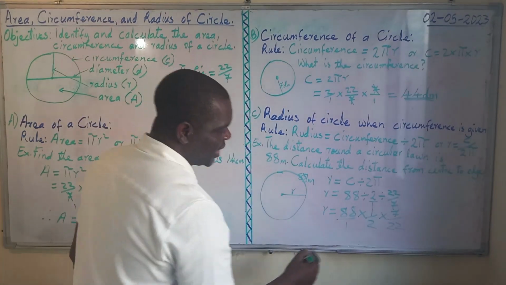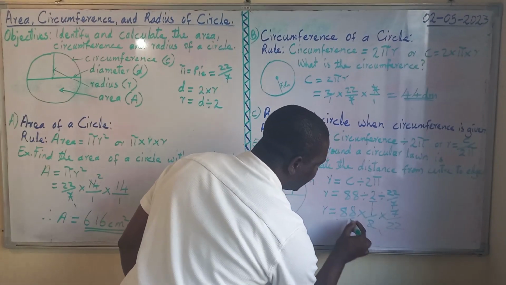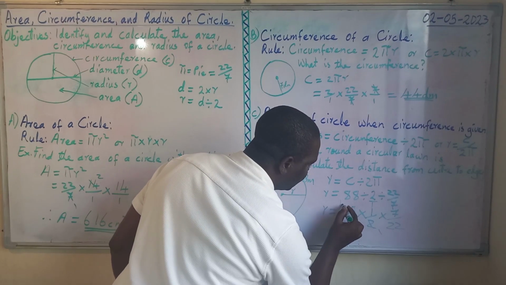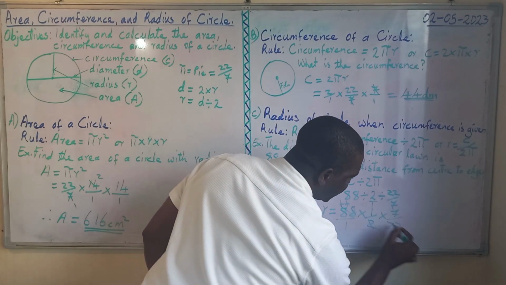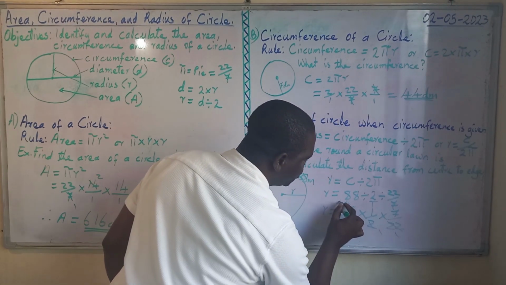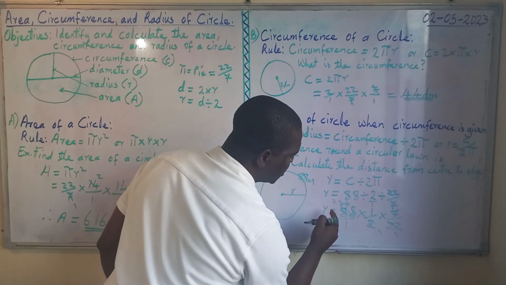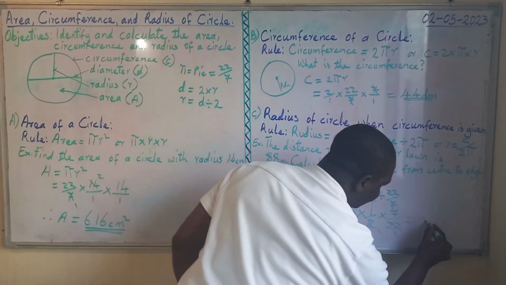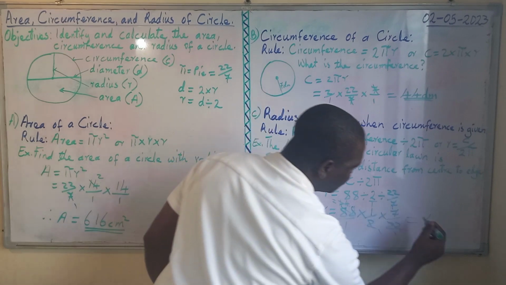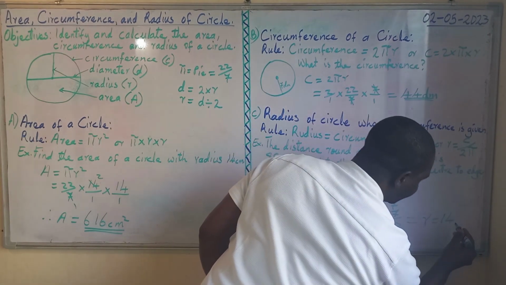Now let's simplify. 2 can divide itself 1 time, 2 into 88, 44 times. 22 into itself 1 time, and 22 into 44 2 times. So that r will be equal to 2 times 7, which is 14 meters.